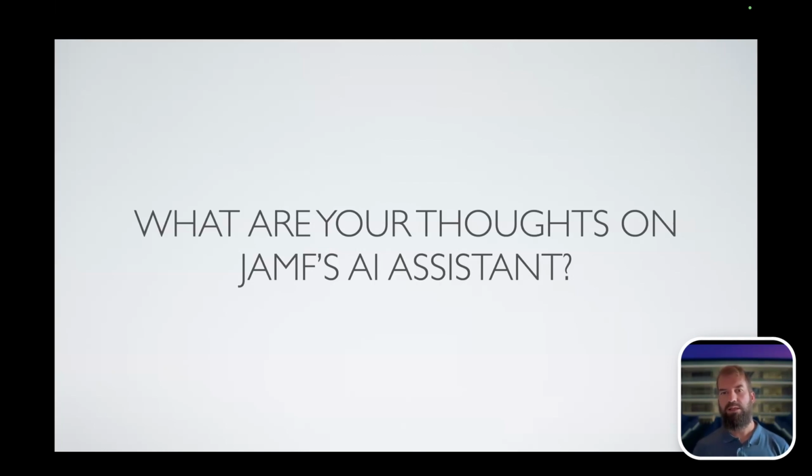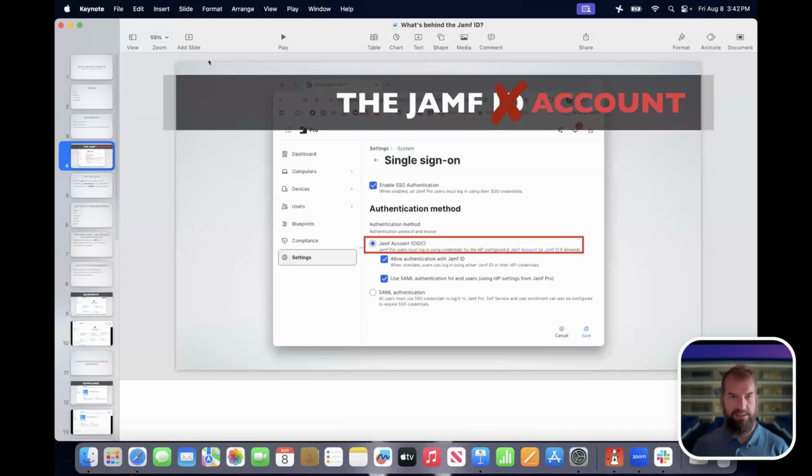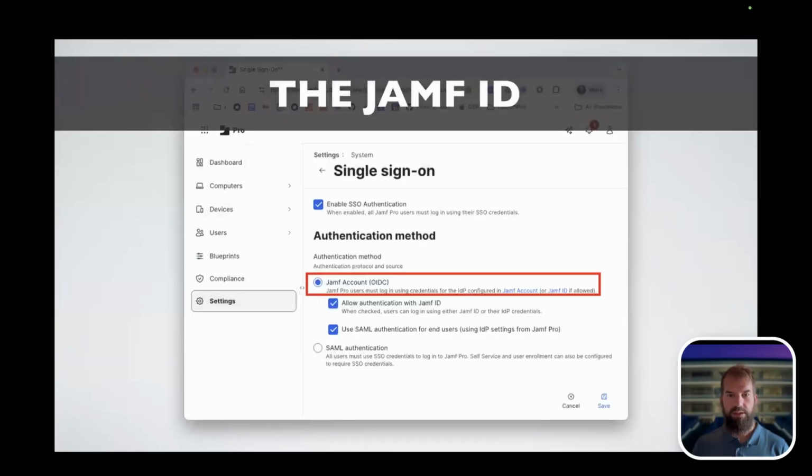Yeah, so there's one key thing I should point out. I'm going to get out of my slides for a second, come back to this, because this is the important part. So see that use SAML authentication for end users. If you have that checked, your end users on your Macs will not notice any difference. If you don't check that, now everything changes to a Jamf ID login, and yes, your users will see a huge difference.